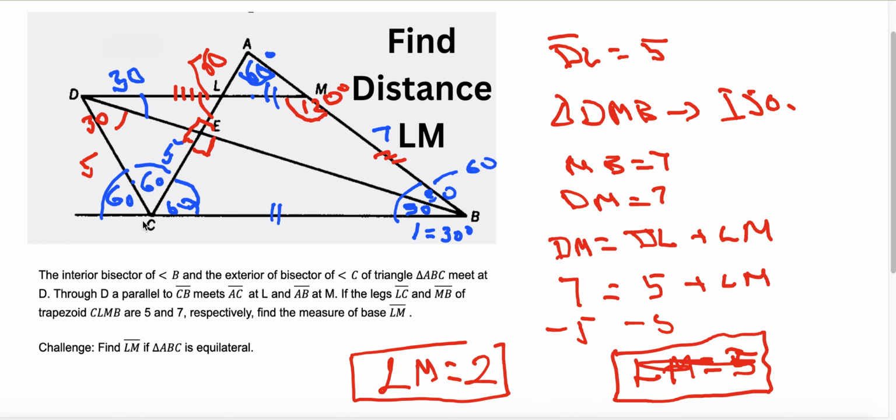But here is one problem. If we are looking at CA, CA is going to be 5, and because this here is a 60, here 60, this is a 60, triangle LMA is an equilateral triangle. And CA has to be 2 plus 5, 7, and on the other side 7 plus 2 is 9. Something doesn't add up.